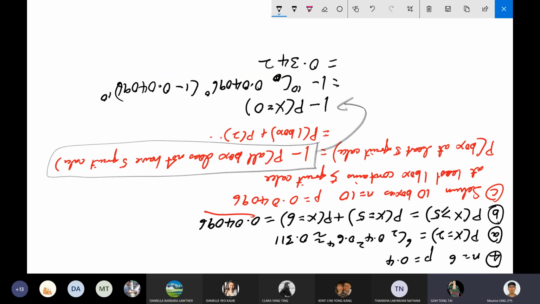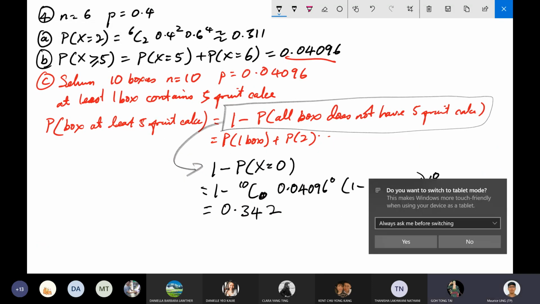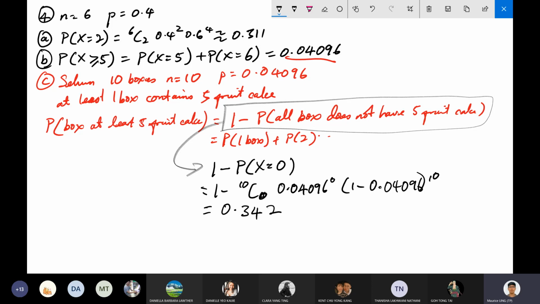Your screen is flipped. Okay. Let's see. Okay, hold on. Okay, because if I don't flip my screen, my arm is going to break.